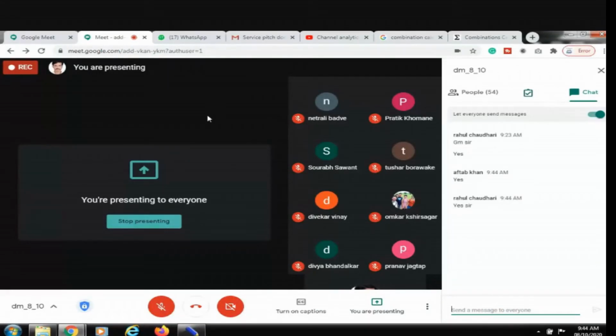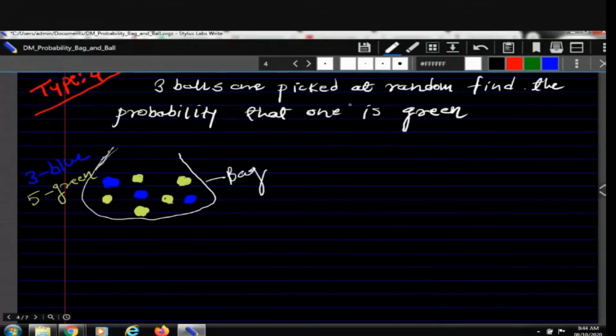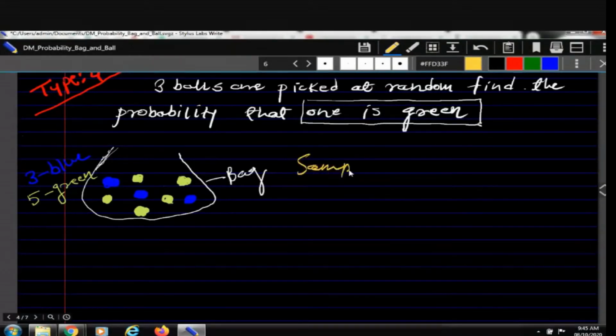Yes? Okay, thank you. Now the next problem: three balls are picked at random. Find the probability that one is green. This is the important statement here: one is green. Let us try to solve this. What will be the sample space? You have to pick three balls, and the total number of balls is the same, that is 8. So it is 8C3. And the expected outcome.